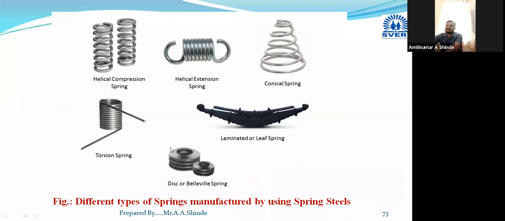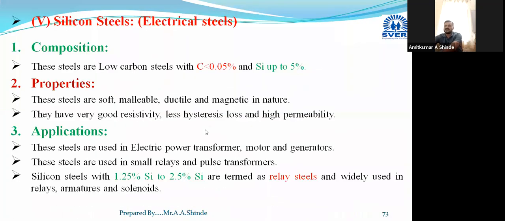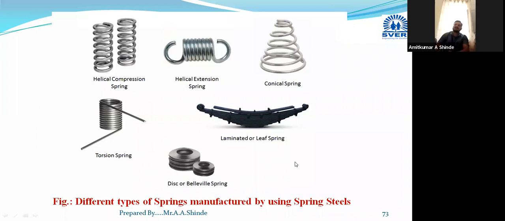And then different kinds of springs. In this way, we have completed today the 4 types of alloy steels: HSLA steel, that is high strength low alloy steel, then Hadfield steel, that is manganese steel or mangalloy, then Invar steel or low expansion steel, and spring steel, along with their composition, properties, and applications. We have completed it today.